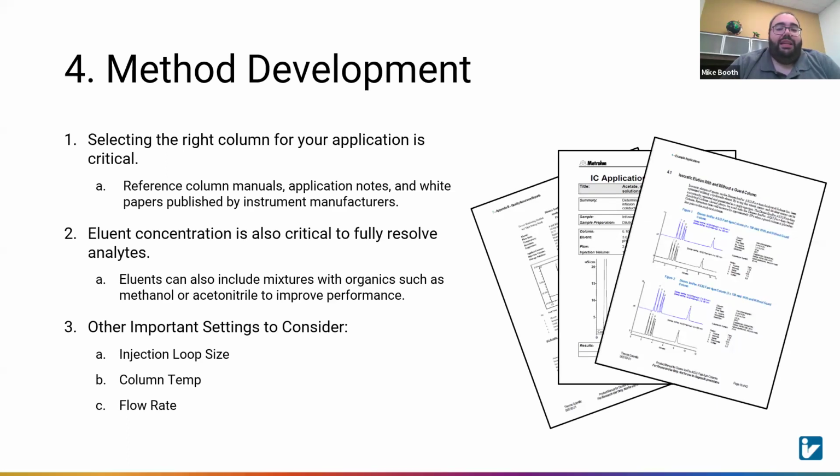Other important settings to consider for method development is going to be like the injection loop size. I mentioned column overloading before. If you feel like you're overloading the column, you can always switch that loop size, or if you feel like maybe you're not loading it enough, if your samples are really dilute or really low concentration, maybe you can switch out to a bigger loop size. You can also change the column temperature if your instrument has the ability to do so. That can help improve performance quite a bit, actually. So that is something to look into.